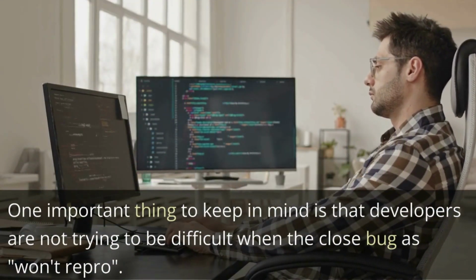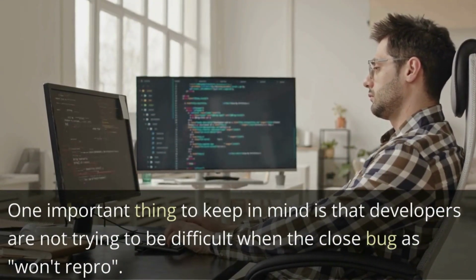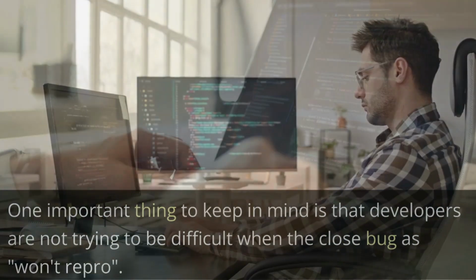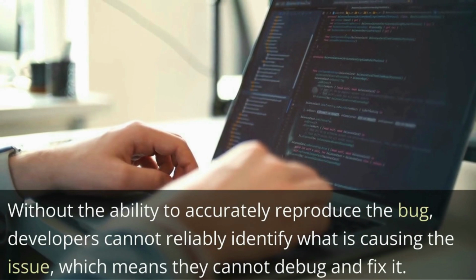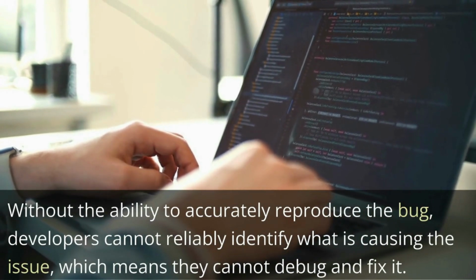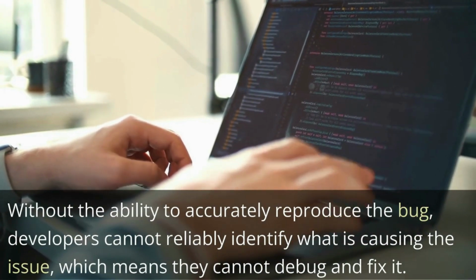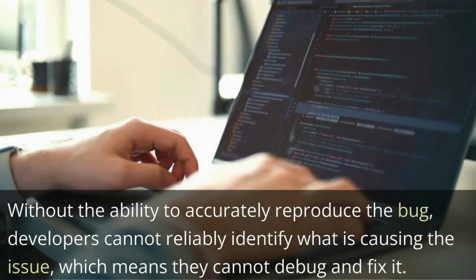One important thing to keep in mind is that developers are not trying to be difficult when they close the bug as won't repro. Without the ability to accurately reproduce the bug, developers cannot reliably identify what is causing the issue, which means they cannot debug and fix it.